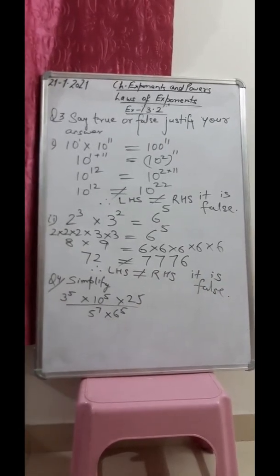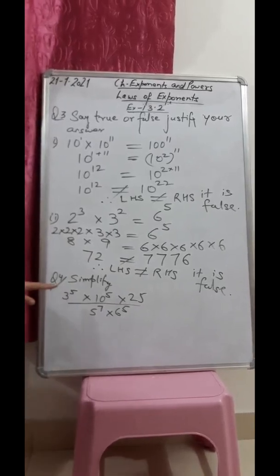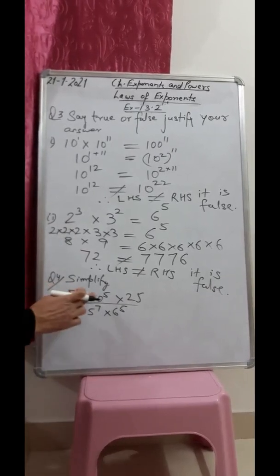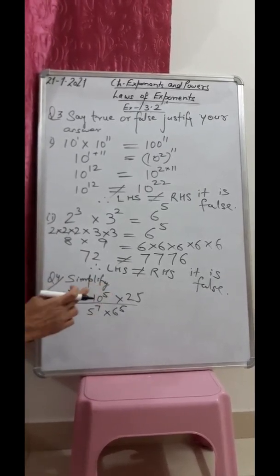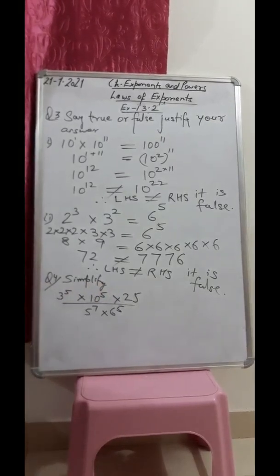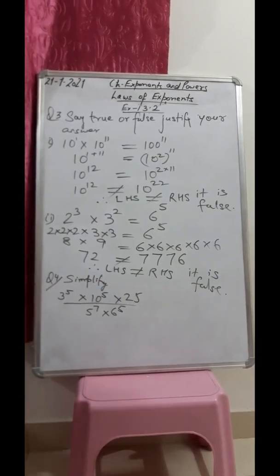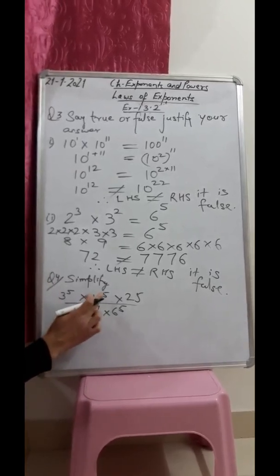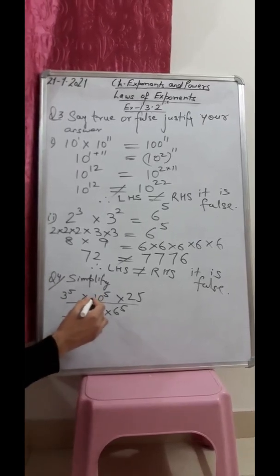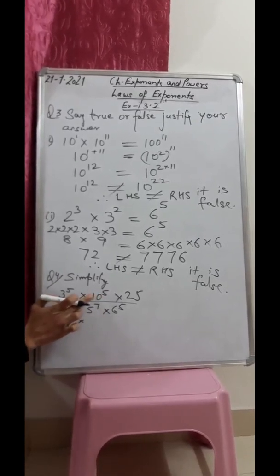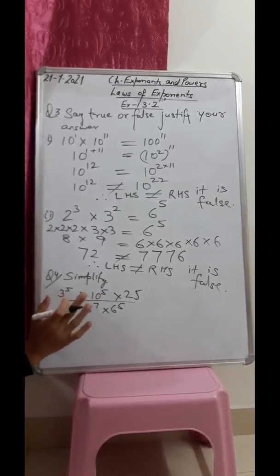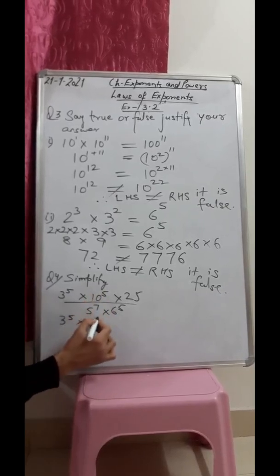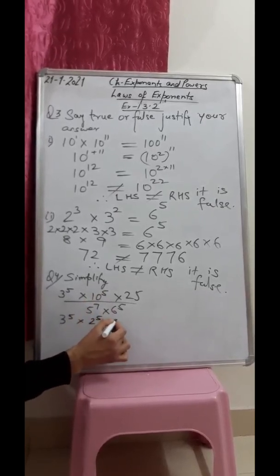Now question number 4. Here in question number 4 we have been asked to simplify. Here it is 3 raised to power 5 multiplied by 10 raised to power 5 multiplied by 25, upon 5 raised to power 7 into 6 raised to power 5. So 3 raised to 5 will remain as it is, into 10 raised to power 5. The base is 10, and the factors of 10 are 2 and 5. We can write the base as 2 and the power remains 5 only, into 5 raised to power 5.